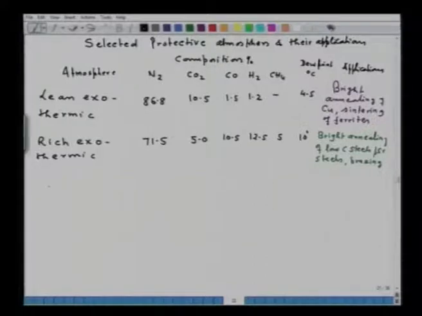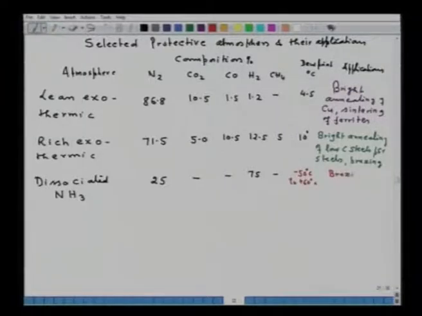Now third is dissociated ammonia, NH3. Now this has 25% nitrogen and 75% hydrogen and nothing else, and its dew point is minus 50 degrees C to plus 60 degrees C, and it is used in brazing, sintering, etc.